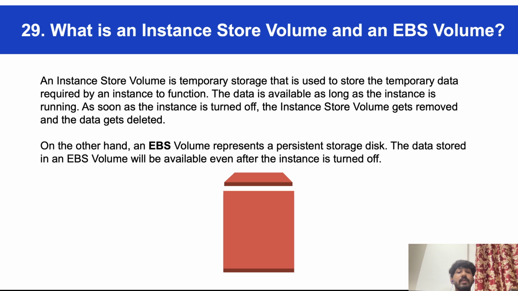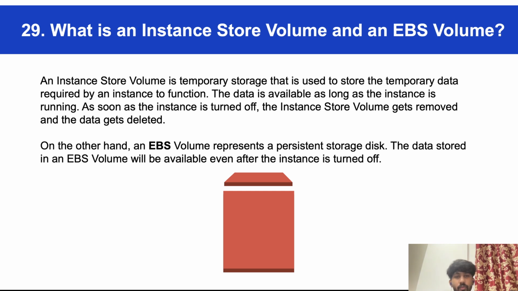Okay. Next question is what is an instance store volume and an EBS volume? So it's basically two different things. So instance store volume is a temporary storage. Only temporary data is stored because let's say the instance is restarted, that data will be gone. That is the instance store. It's like RAM. But EBS volume is like your SSD or your HDD.